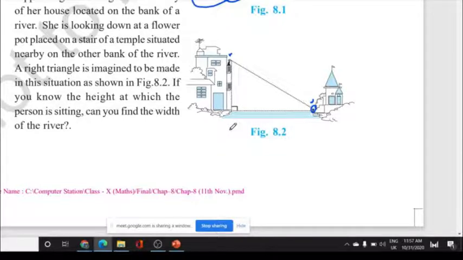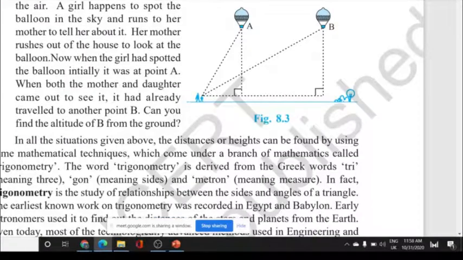Now, you know the height at which the person is sitting. If you know the height at which the person is sitting, can you find the width of the river? Now the question is, if this height is given, can you find this width of the river? Okay, how will you find the width of the river? If you can measure the balcony height, the flower pot is on the other side of the river. By looking at the flower pot, can you calculate the width of the river? Understood?